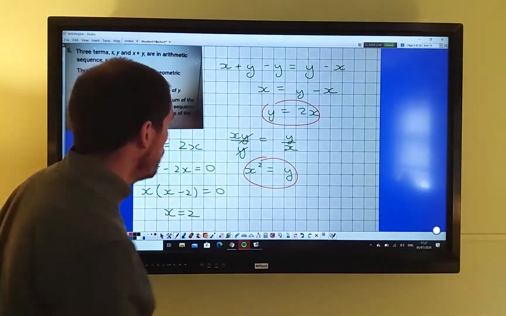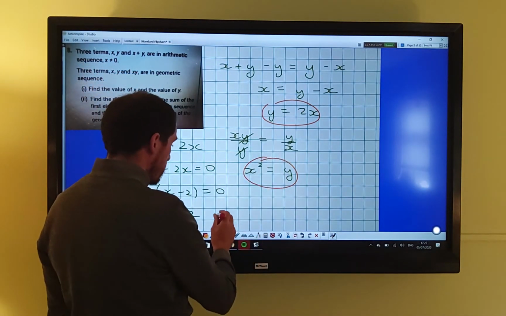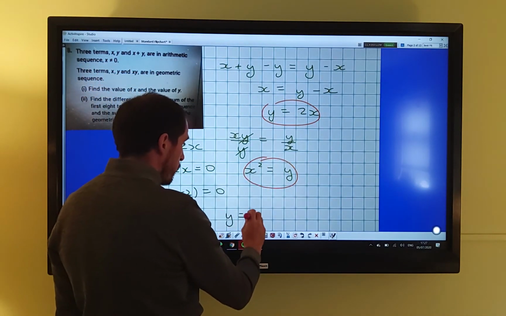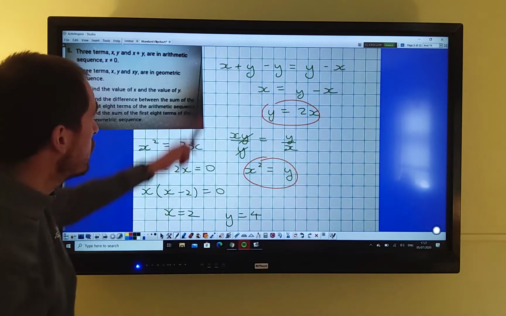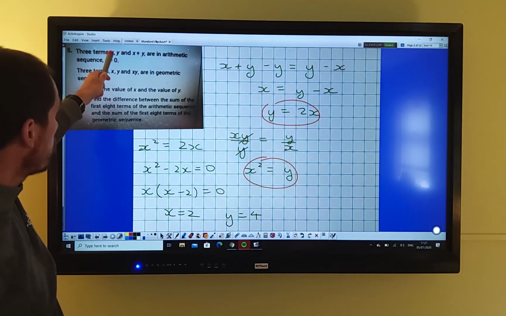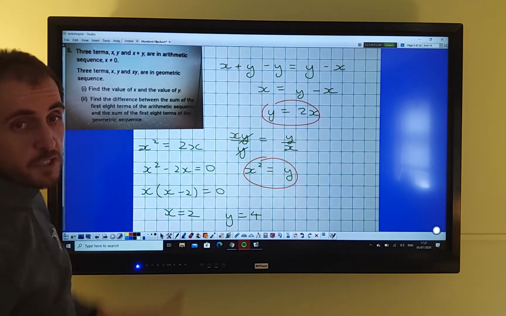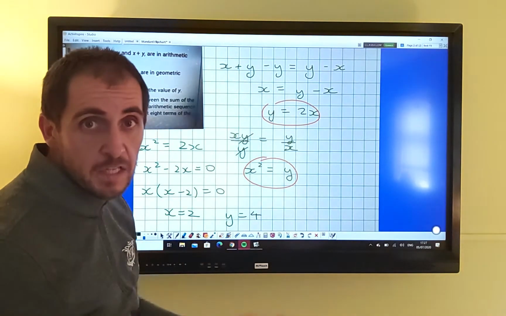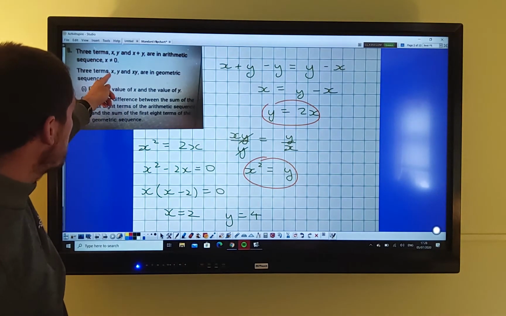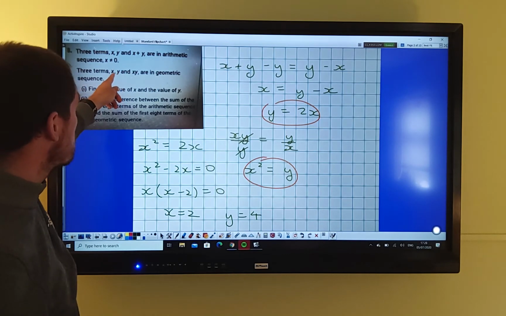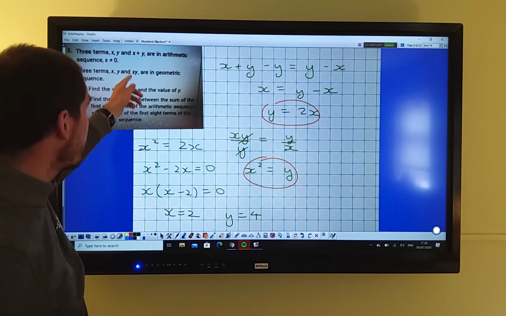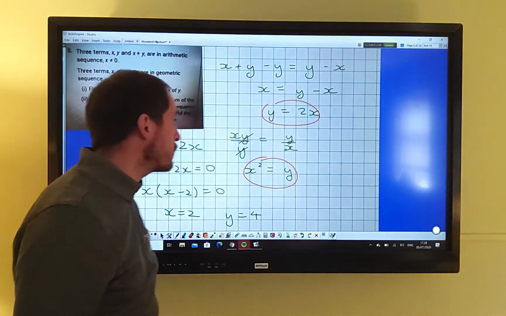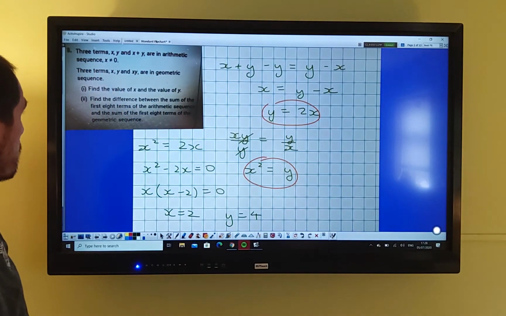So if x is equal to 2, and y is equal to 2 times x, that must mean y is equal to 4. If we look at that, x is 2, y is 4, 2 plus 4 is 6, so 2, 4, 6. That's an arithmetic sequence. X is 2, y is 4, that's 2, 4, and xy is 2 times 4, that's 8, so 2, 4, 8. That's a geometric sequence. So that's the answer to that one.